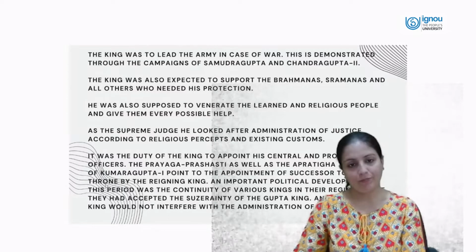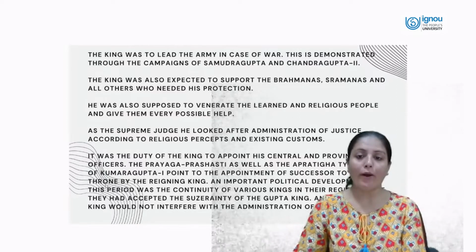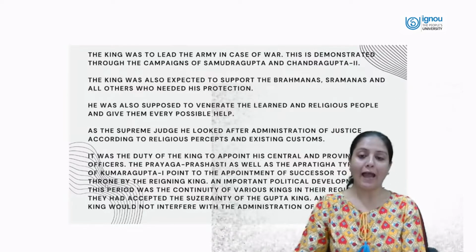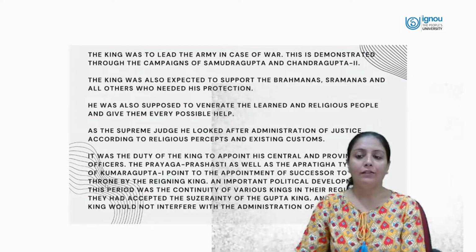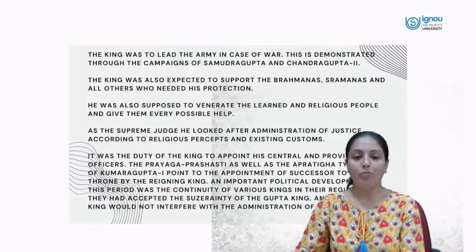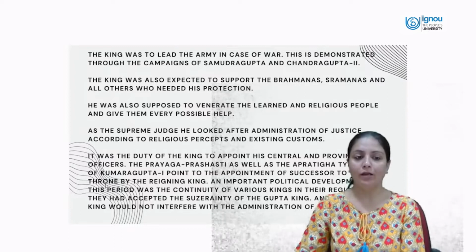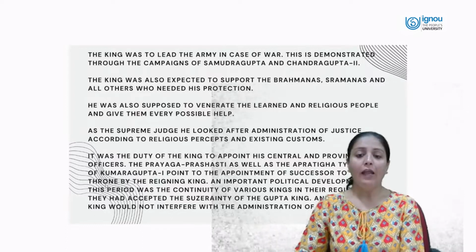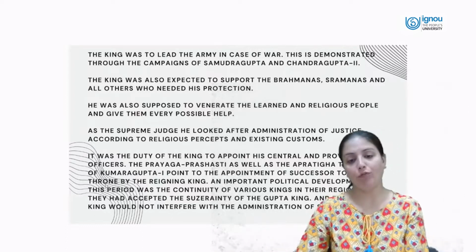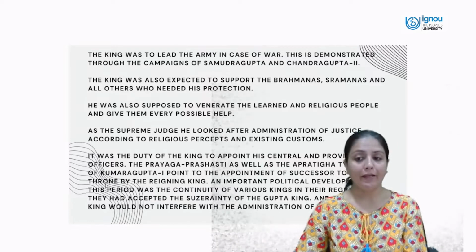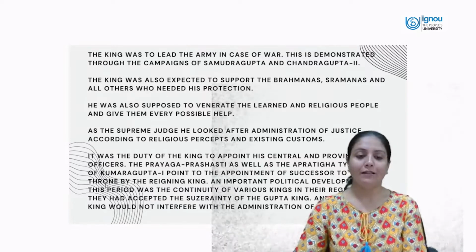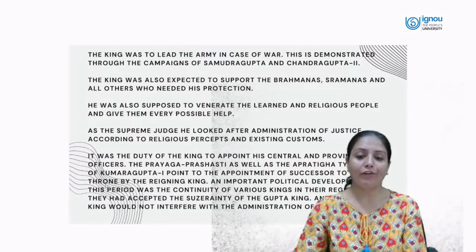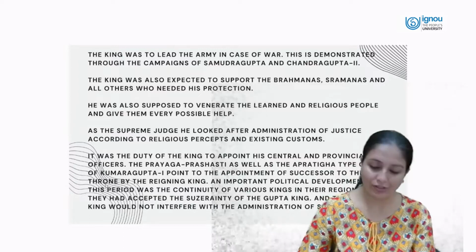That was the main duty. It was a duty of the king to appoint his central and provincial officers. The Prayaga Prashasti as well as the Apratigha type coins of Kumaragupta I point to the appointment of successors to the throne by reigning kings. An important political development of this period was continuity of various kings in their region once they had accepted the suzerainty of the Gupta king. And the Gupta king would not interfere with the administration of such regions.